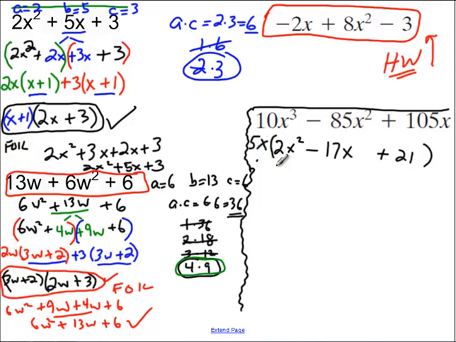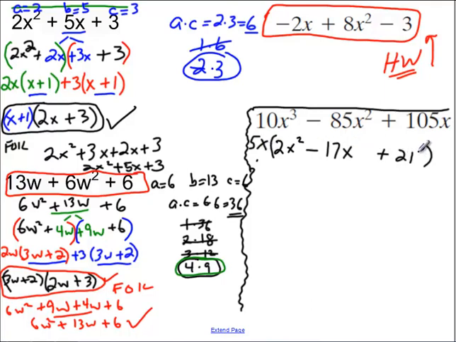Did we do it correctly? Well, let's do the distributive property and make sure. 5x times 2x squared gives us 10x cubed. Yes. 5x times negative 17x gives us negative 85x squared, correct. 5x times 21 is 105x. Okay, so our factorization there is correct.